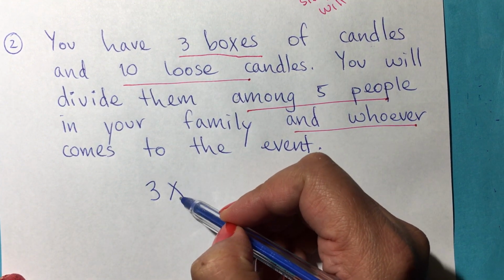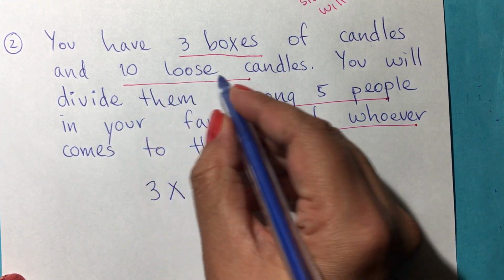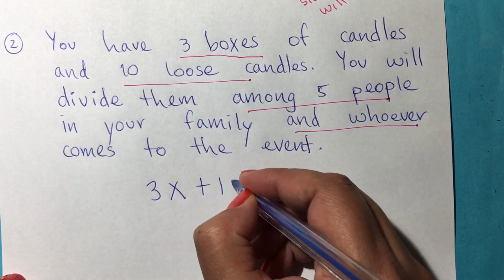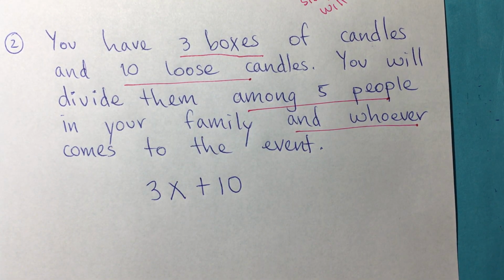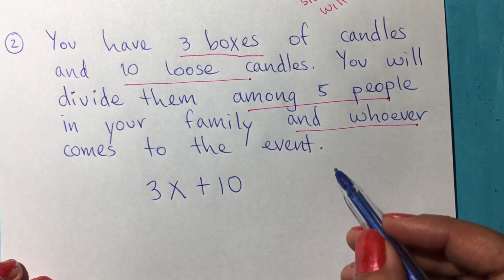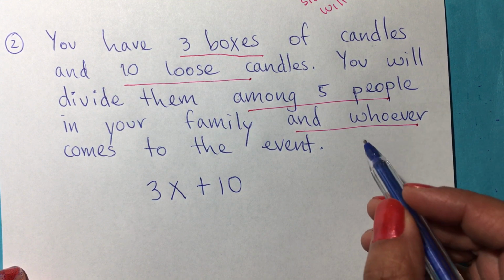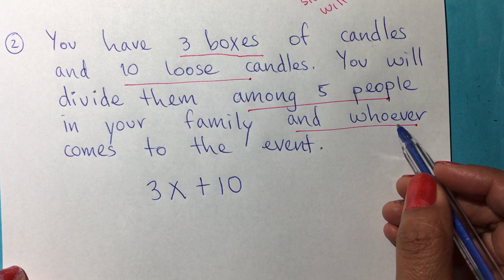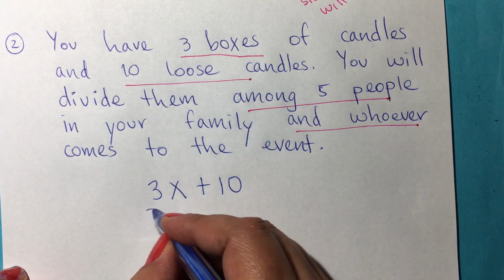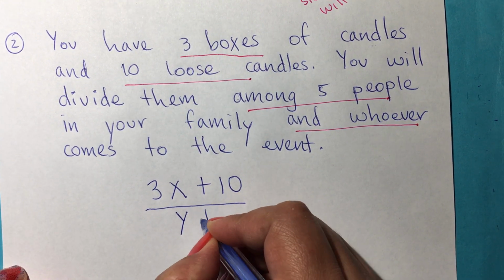So this is not the boxes, this is the candles in each box. And 10 loose candles. Loose means sueltas, or outside of the box. Okay, and you will divide them among 5 people in your family and whoever comes to the event. Do we know who's coming to the event or how many people are coming to the event? No, we don't. So we're going to divide that by the number of people that come plus the 5 people in your family.